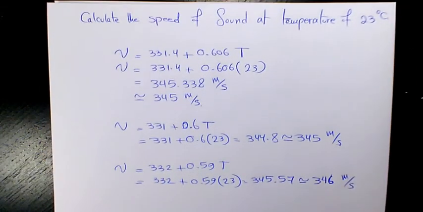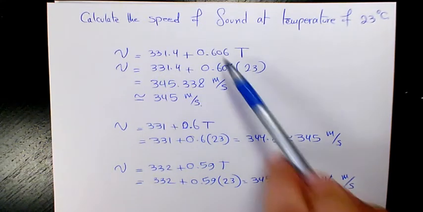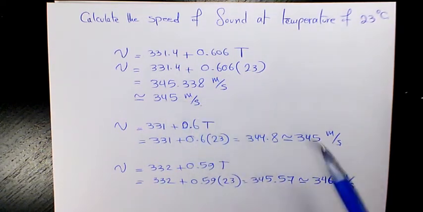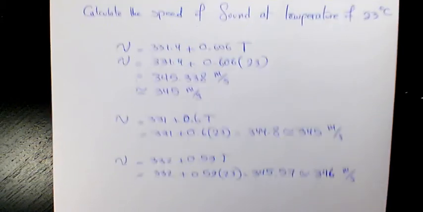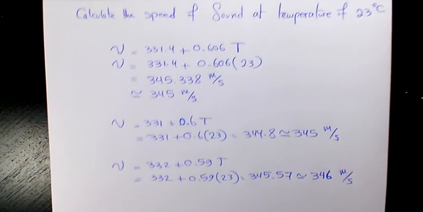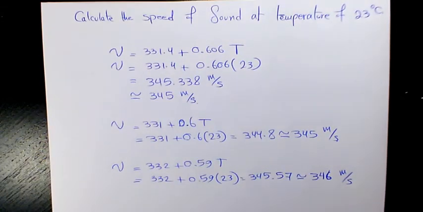As you see here, there is not much difference between all these equations. These two equations are very common, so that's why they got very similar answers here, 345, and here for the third one we got 346 meter per second, which is a very small difference.